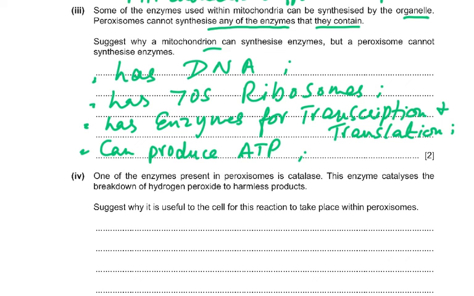So all the points: DNA, ribosomes. Please do not say 80S ribosomes. That would lose you the marks. You can just say has ribosomes, and that would have been good if you're not clear about the 70S and the 80S. But writing 80S will lose you a mark.